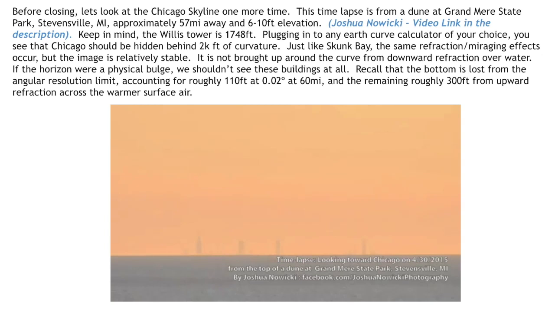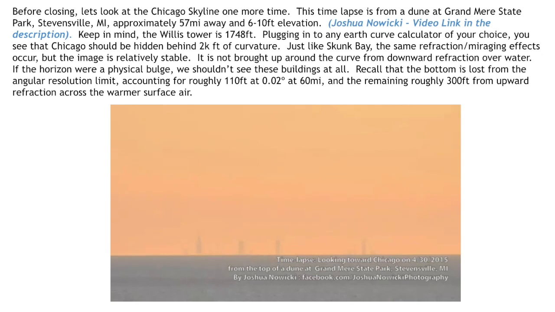Keep in mind that the Willis Tower is 1,748 feet high. If you plug it into any earth curve calculator of your choice, all the buildings of Chicago should be hidden behind 2,000 feet worth of physical curvature. You should not be able to see them.